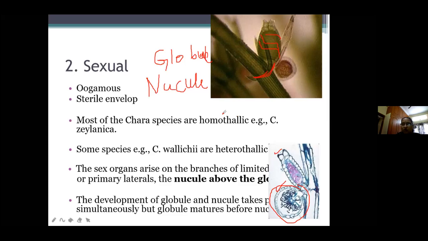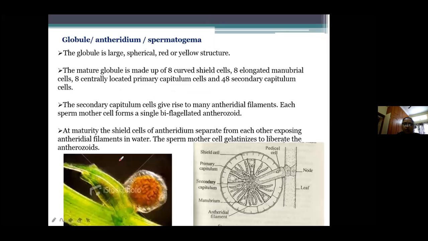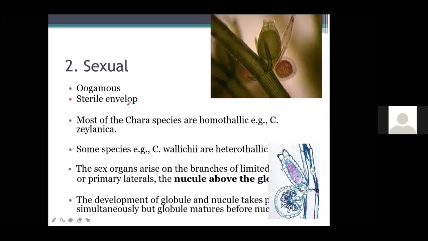Okay, most of the species, girls, in this one minute more. Most of the species are monoecious and dioecious. What is that sound coming from? Please mute yourself, girls.